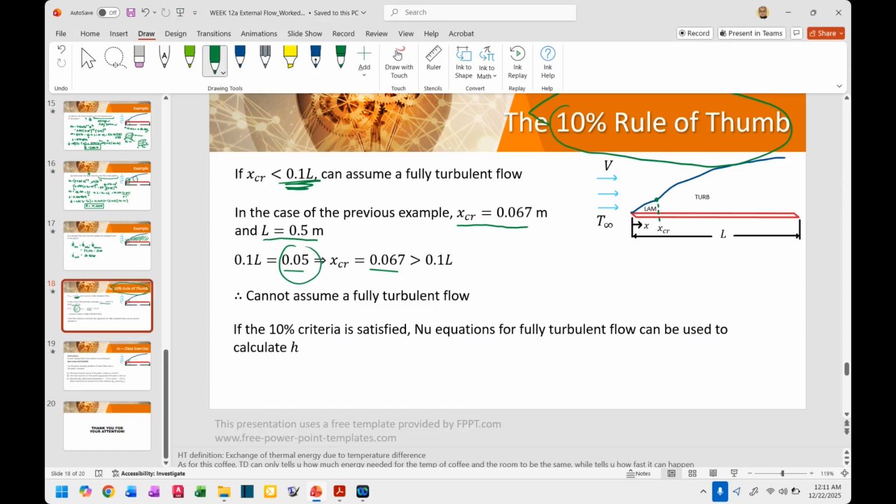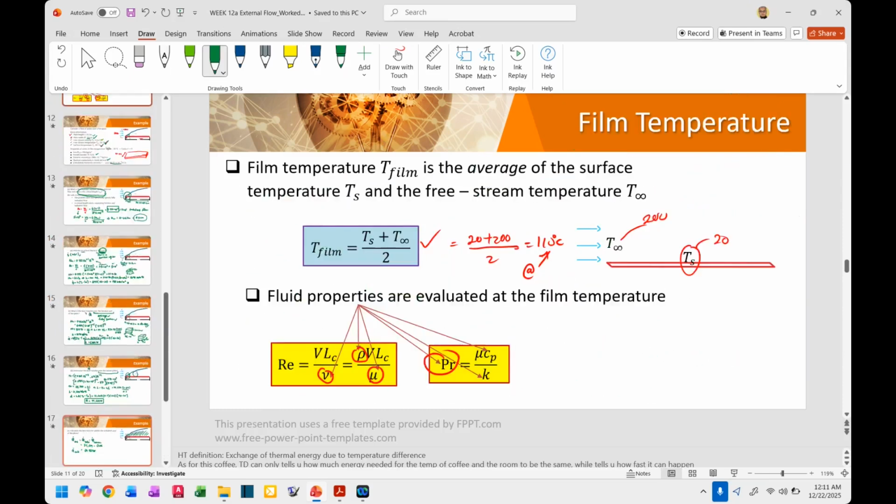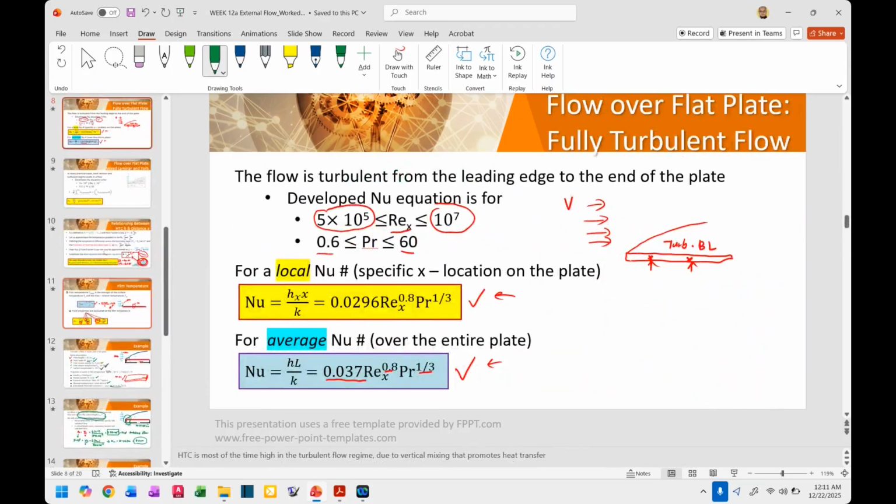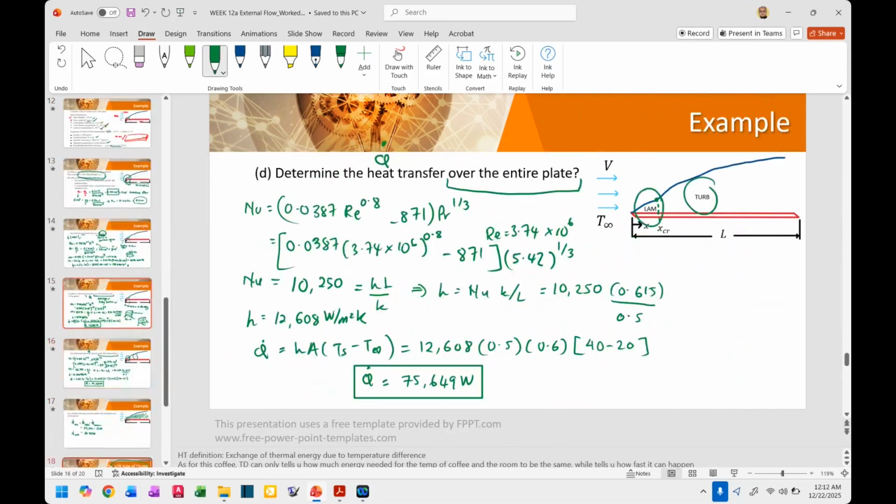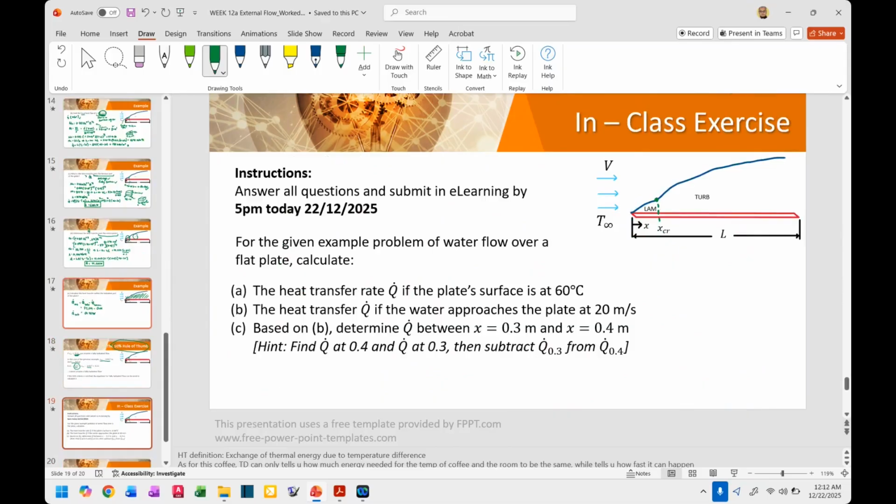And then you can use this fully turbulent flow equation here. Otherwise, do not use this equation if it's a mixed flow regime. All right, I think that's all for today.